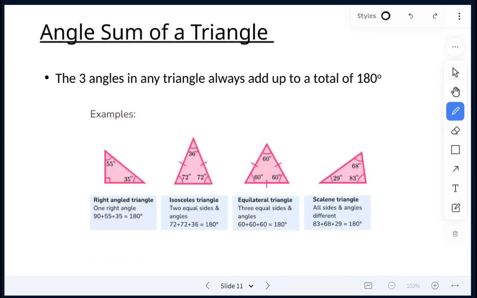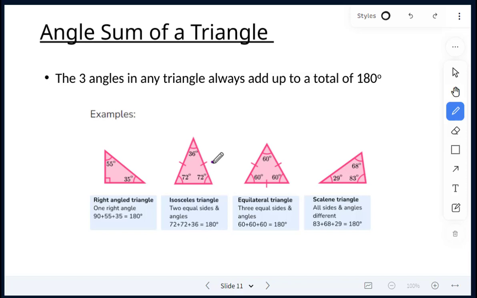The angle sum of a triangle, this we've covered before. That just means that in any triangle, the 3 angles will always add up to 180 degrees. So just some examples here. Here we have a right angle triangle. 90 plus 55 plus 35 equals 180 degrees.